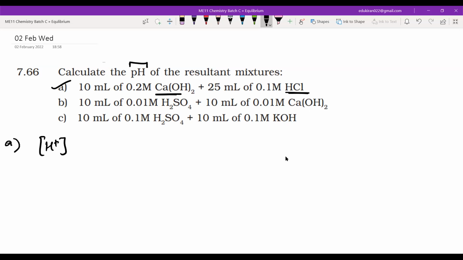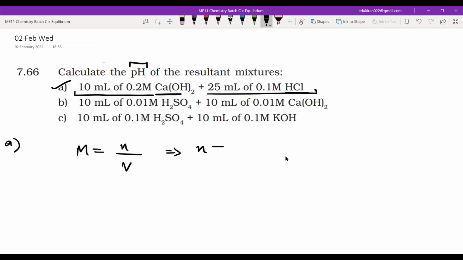So first of all, we will have to calculate the number of moles of Ca(OH)2 and the number of moles of HCl. Then only we can do the reactions. So stoichiometry from here, right? First of all, we'll calculate the number of moles of Ca(OH)2. We have 10 ml. We know that molarity is equal to number of moles divided by volume, and from here number of moles will be equal to molarity into volume.